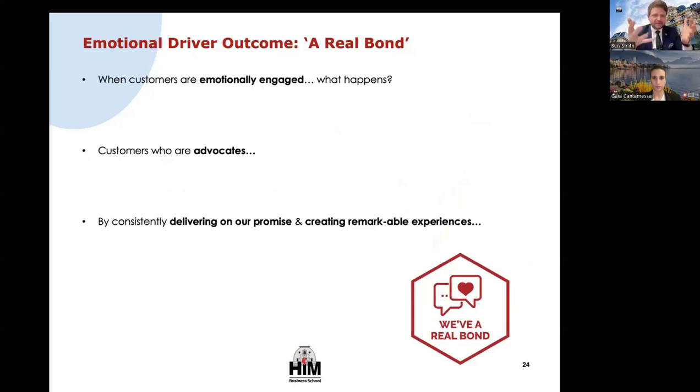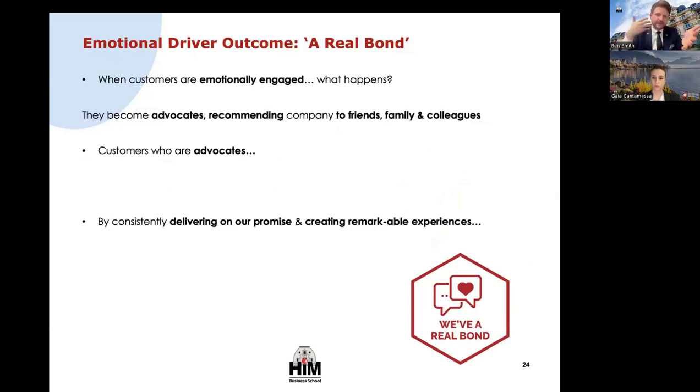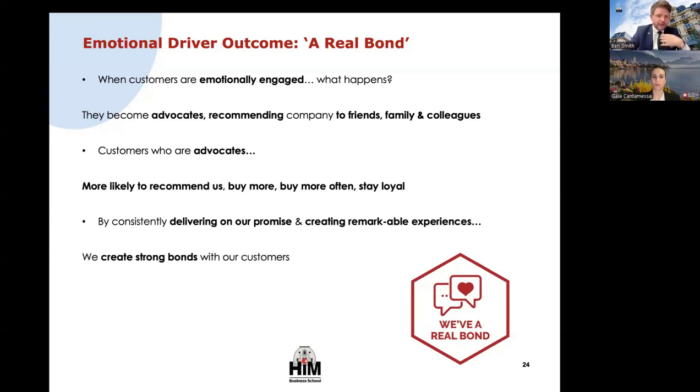So if our customers are connected to us as a company emotionally, they become advocates. They will recommend us to friends, to family, to colleagues. And who do we trust more than our friends and family? We certainly trust friends and family more than traditional advertising. And customers who are advocates of a company are more likely to recommend us, more likely to buy, more likely to buy more often, and more likely to stay loyal to us. So if we are able to deliver upon these emotional drivers, we create strong bonds with our customers.